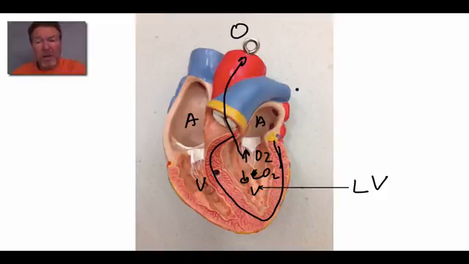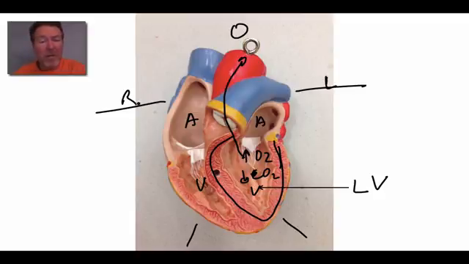And remember, the heart is reversed because you're looking at it from the person's front. So the person's here, there's his head, there's his arm, and his two legs are down here. His left side is over here, and his right side is over here. So we're looking at the left ventricle.